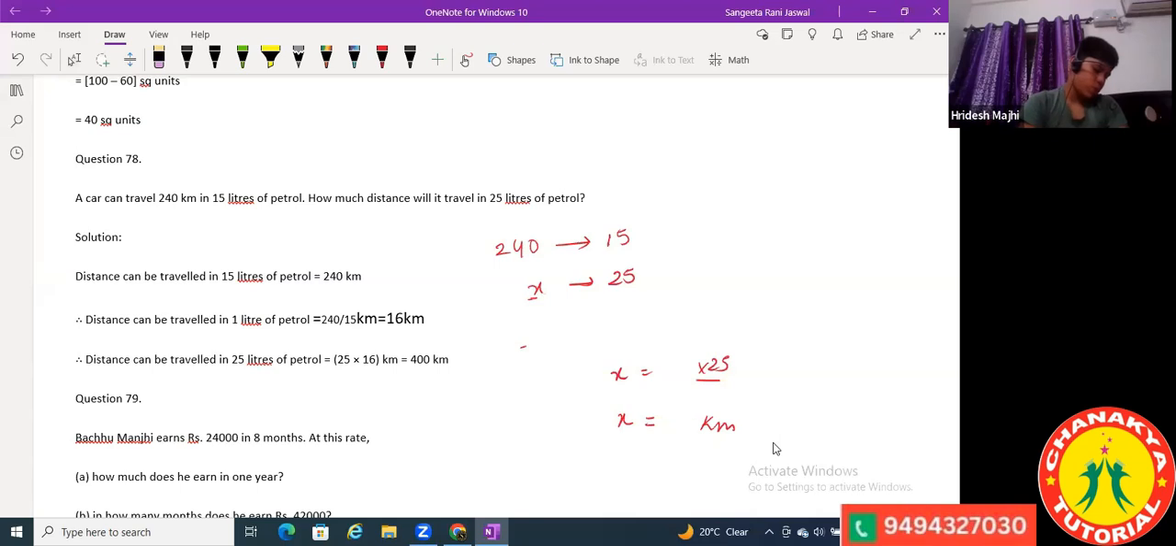Then we should cross multiply, reciprocal means multiply, cross multiply, which is nothing but 240 by 15 into 25, into 25.